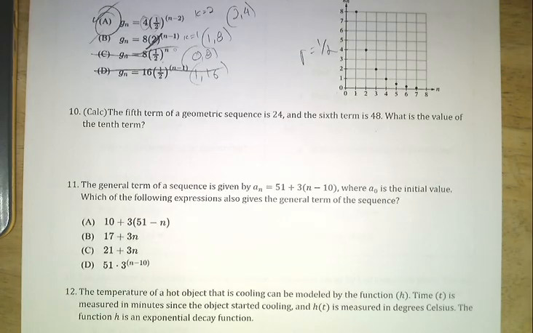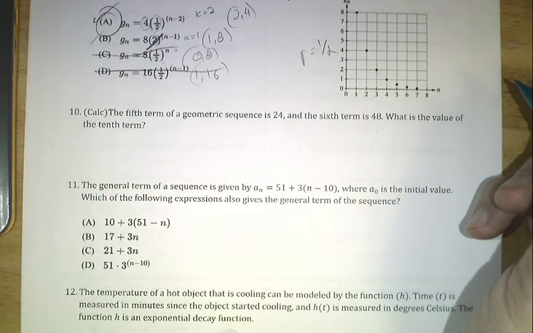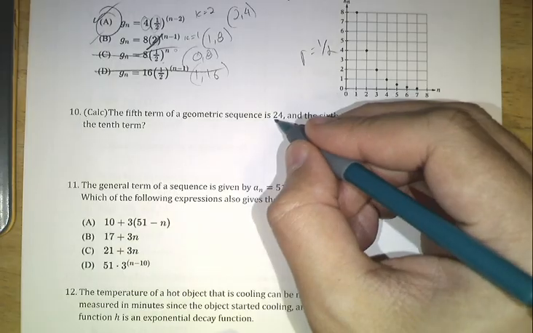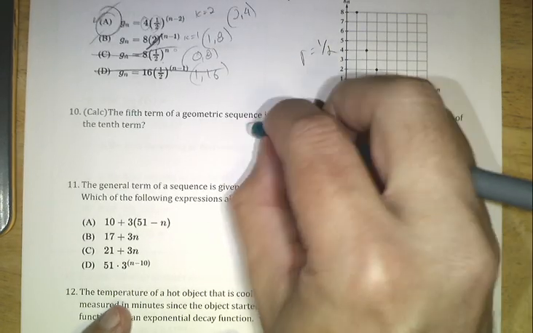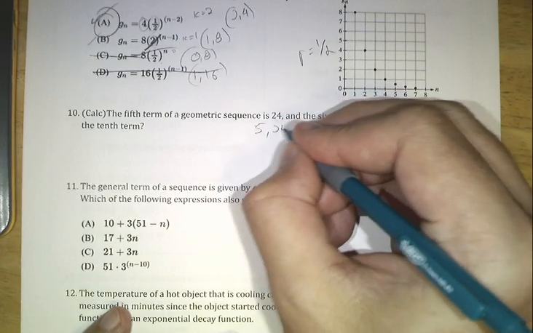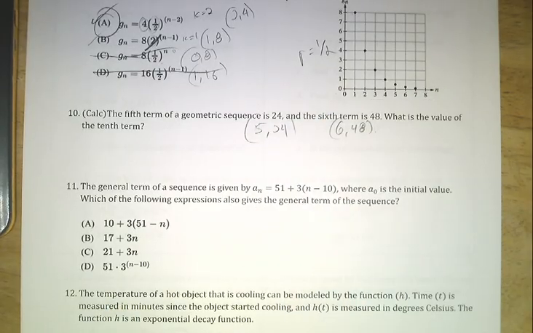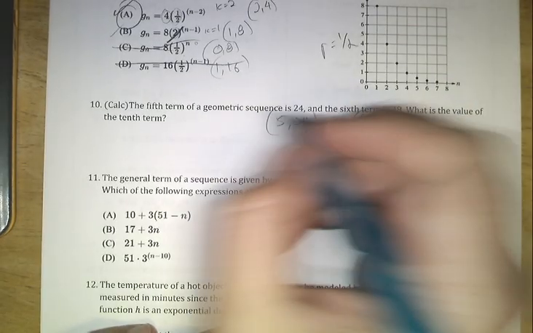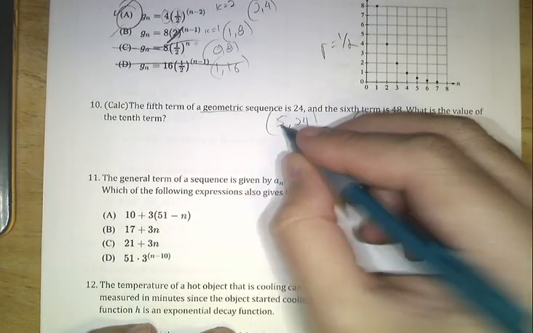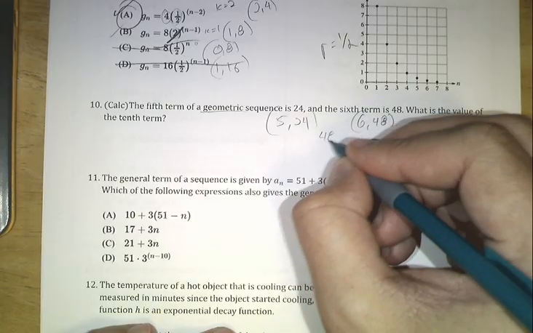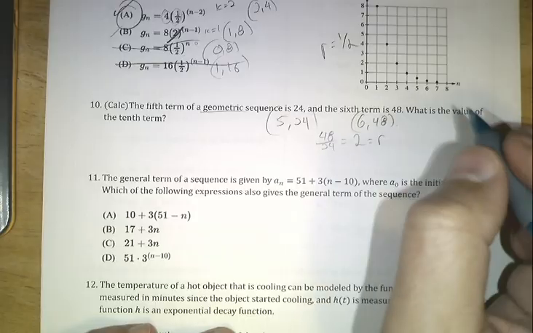Okay, number 10. The fifth term of a geometric sequence is 24, and the sixth term is 48. What is the value of the 10th term? So the fifth term is 24, and the sixth term is 48. So we can write our sequence here. This is geometric, so we need to have a common ratio. Since these are right next to each other, we can just do 48 divided by 24, which is 2, which is our common ratio.